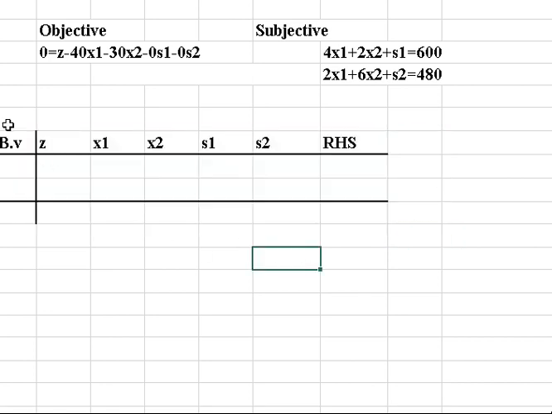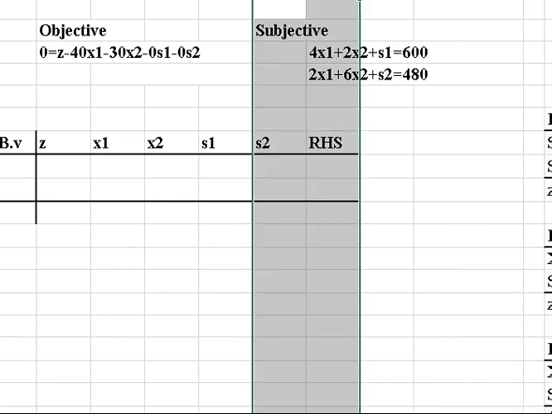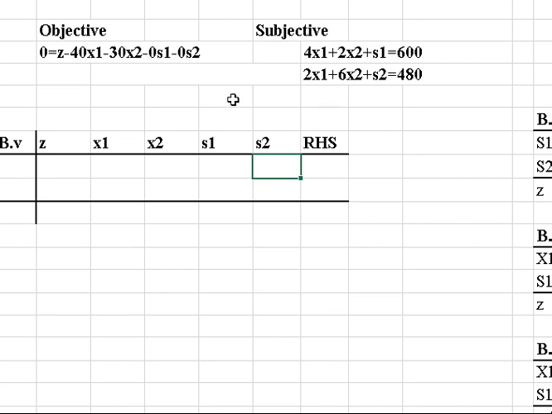For this one, let's start creating. Sa coefficient muna tayo ng first constraint. 0 z, 4x1, 2x2, 1s1, wala siyang s2, at ang right hand side niya ay 600.